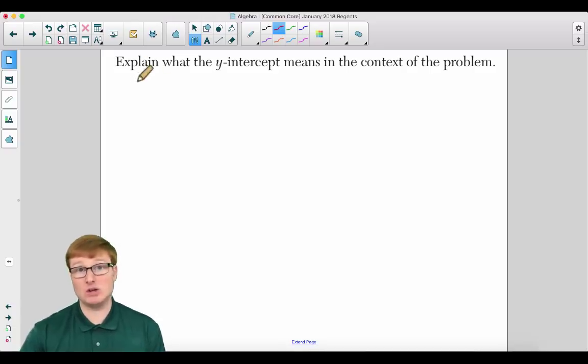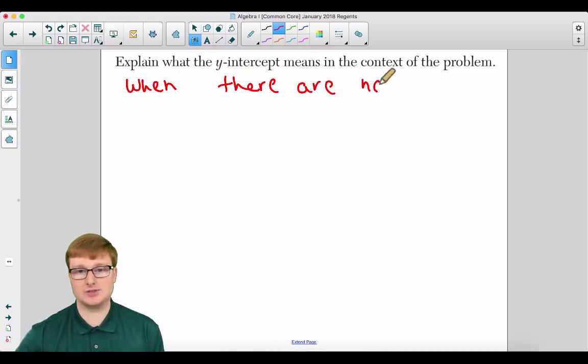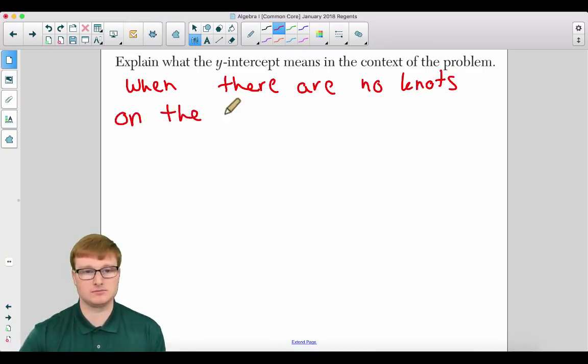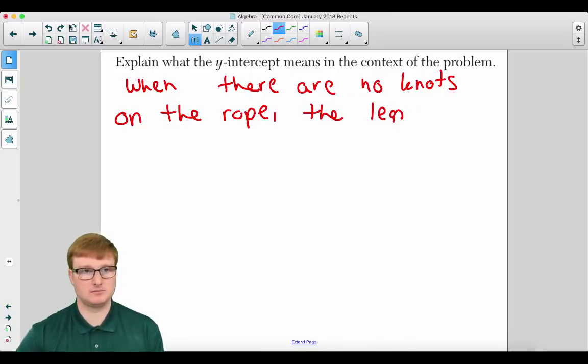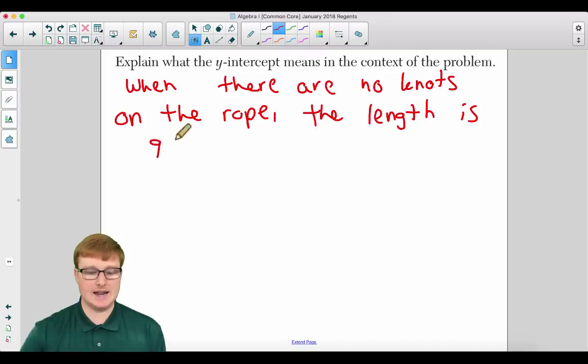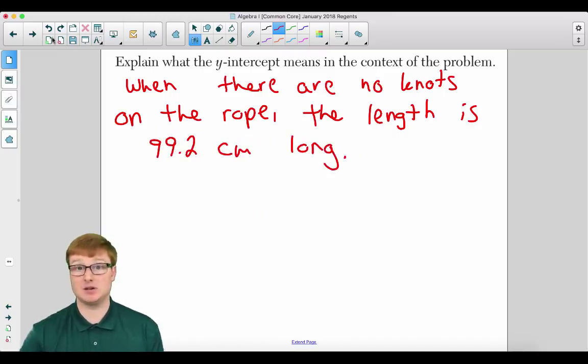So, what does the Y-intercept mean? Well, the Y-intercept is 99.2. That means that when there are no knots in the rope, the length of it is 99.2 centimeters long. That's an easy part of the question.